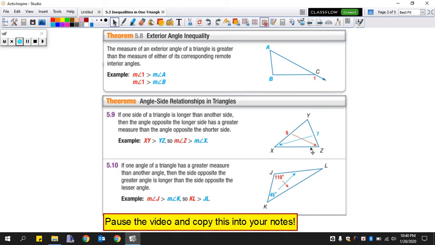And then the converse of that is also true, and that's what 5.10 says, that if one angle has a greater measure than the other angle, then the side that's opposite that angle is the longer side. So here, angle J is 110 degrees. That means the side opposite of that, KL, is bigger than the side that's opposite JK, which is JL. All right, pause the video and copy these theorems into your notes.